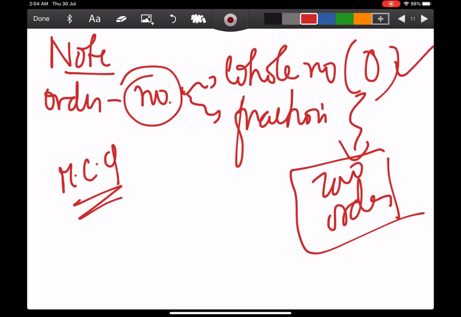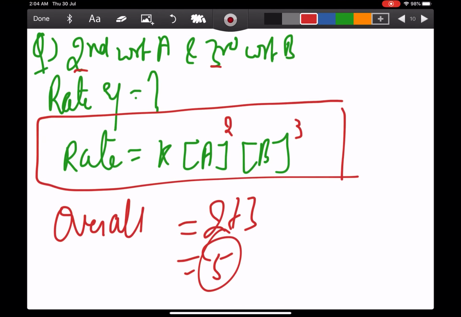So with this we have brushed up the concept of order. We have taken up a question to clear it as well, and in the next video we'll be discussing the units of rate constant and how the order of a reaction determines the units of rate constant.